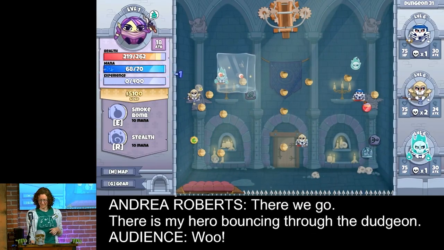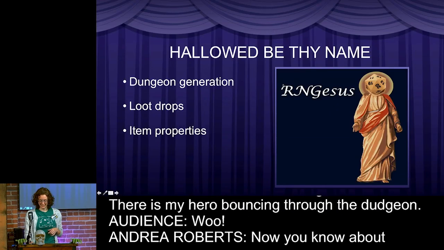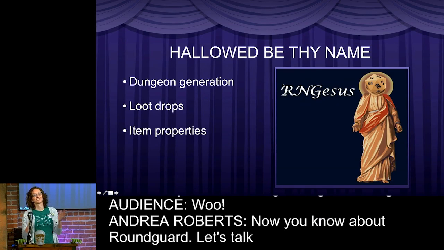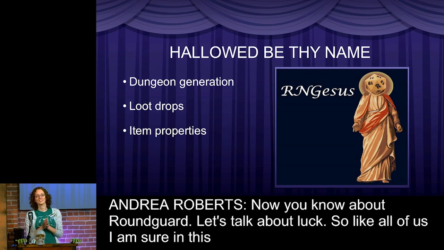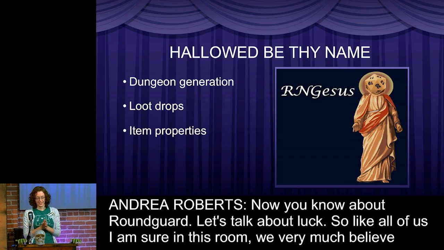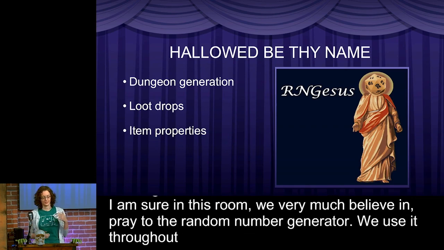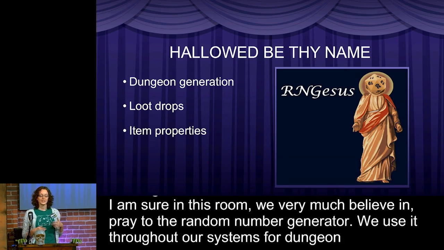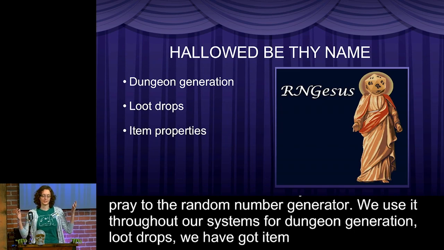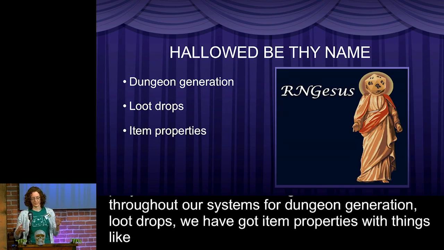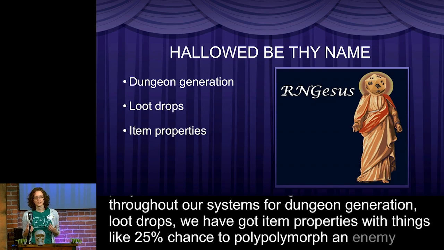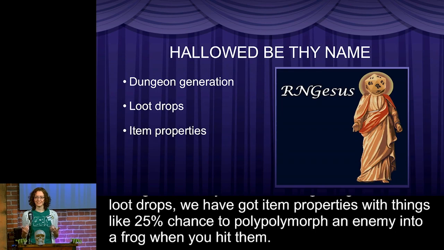Let's talk about luck. So, like all of us in this room, I'm sure, we very much believe in, pray to the random number generator. We use it throughout our systems for dungeon generation, loot drops. We've got item properties with things like, 25% chance to polymorph an enemy into a frog when you hit them. That kind of good stuff. But as a druid practitioner, I also like to draw from the natural world, right? And so that's where physics comes into play here.